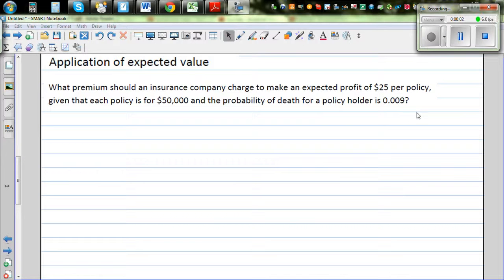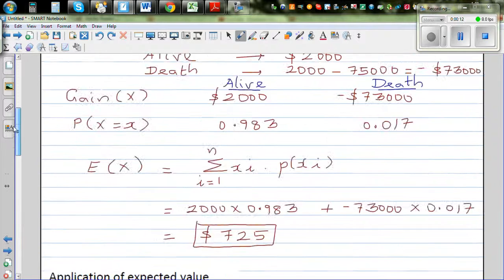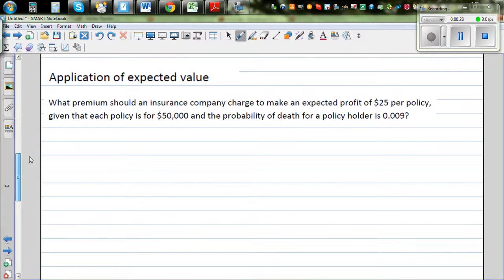Continue with the application of expected value. So let's read a question on insurance policy. In the previous video, we talked about how insurance companies decide a particular premium and also find the expected gain that they can have. Now here's a related question: what premium should the company charge to make an expected gain of $25 per policy?